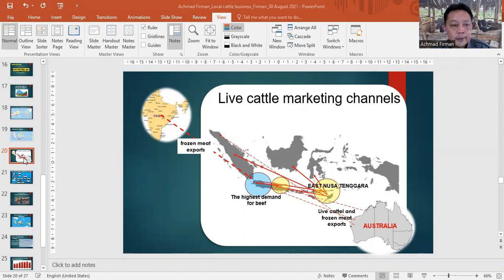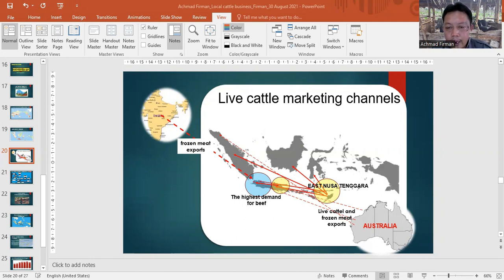Okay, next slide, we can see the live cattle marketing channel. How does Indonesia meet its beef needs? Of course, there are two sources of beef supply, namely domestic supply and import supply. The national demand for beef can be met from domestic supply by 70%. The rest comes from imports.